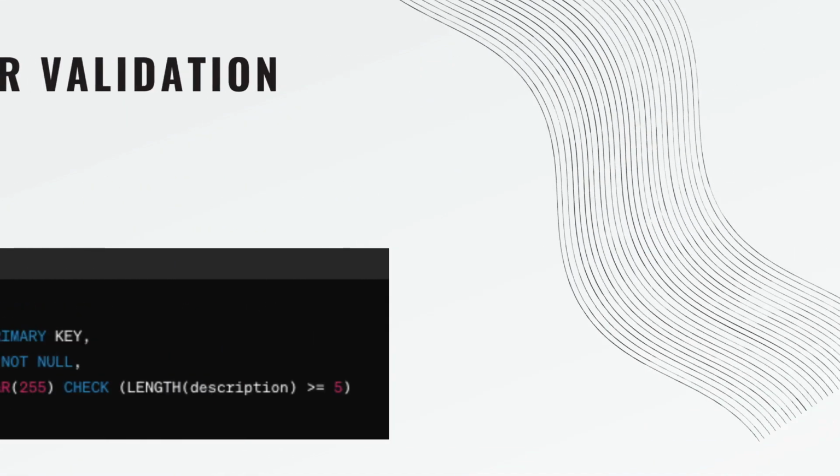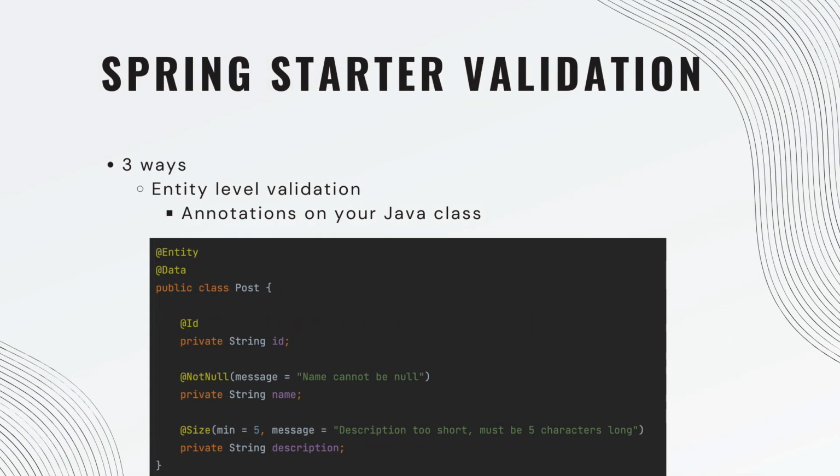The third way, and this is what we're covering in today's video, is entity level validation. You can have annotations on your Java class that specifically tell it what the property can have as a value. In the below example, you have private string name, and we put the not null annotation saying this field cannot be null. On the description field, we have a size annotation, meaning we have a min length of 5.